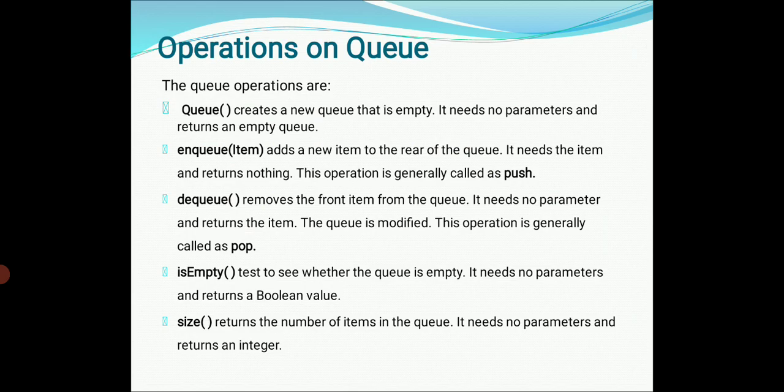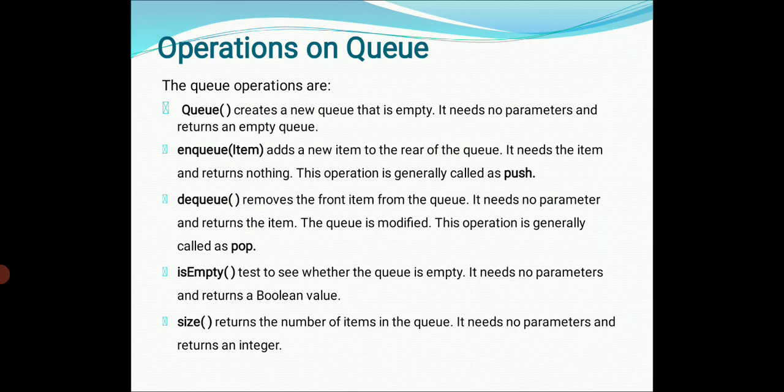The third operation is dequeue. It removes the front item from the queue. It does not need a parameter and returns an item. This is also called a pop operation.